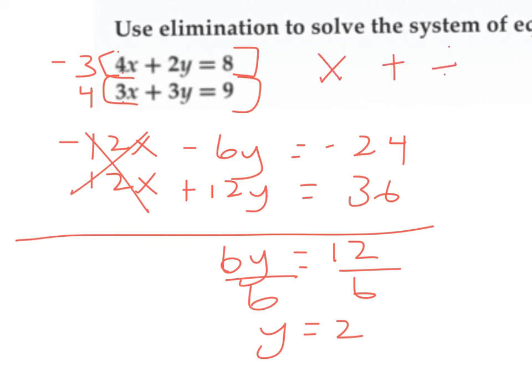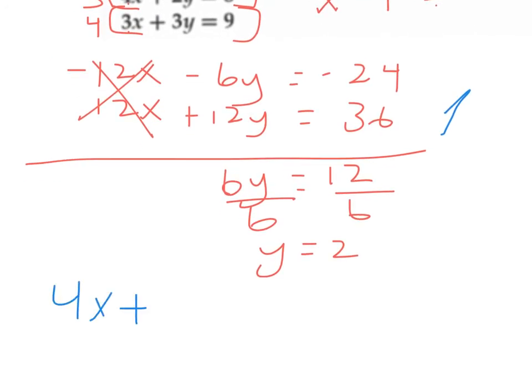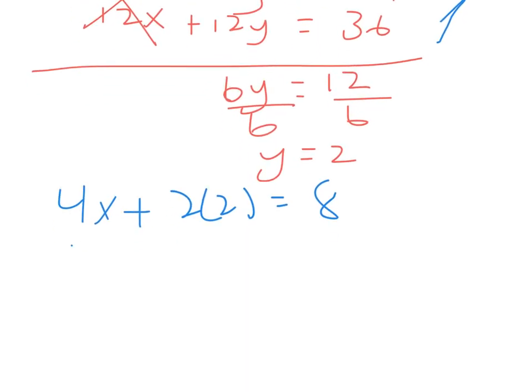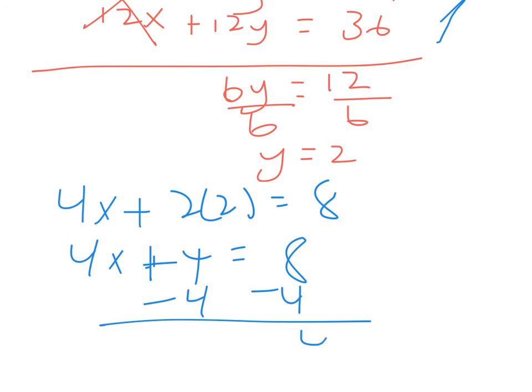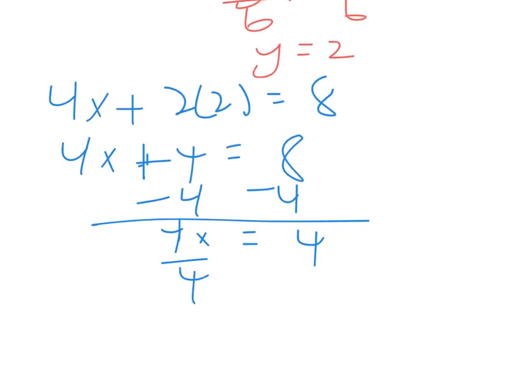Now to get the second answer, I'm going to substitute the y back into the top equation. So it's going to look like 4x plus 2 times 2 equals 8. So this is 4x plus 4 equals 8. So I subtract 4 from both sides, which gives me 4x equals 4. And then when I divide by 4, I get x equals 1. So my answer is 1, 2.